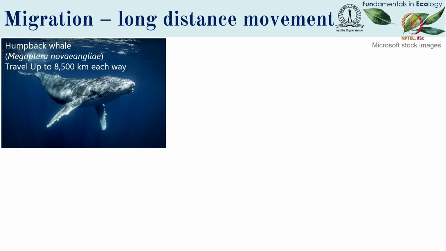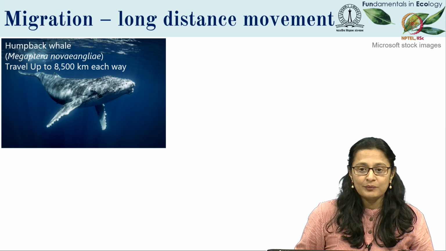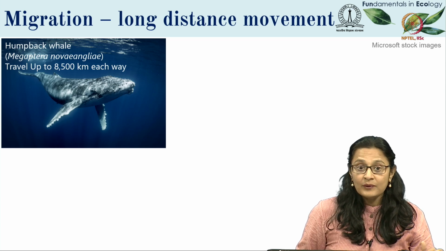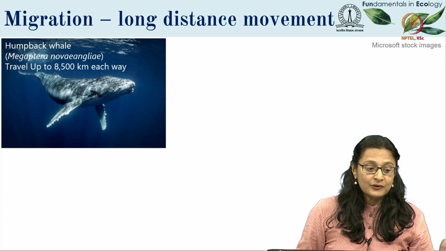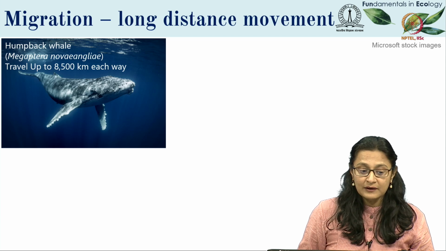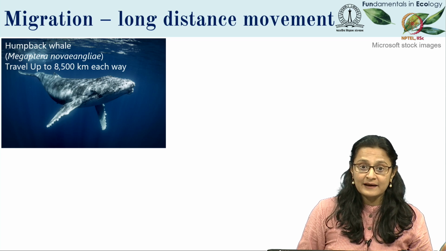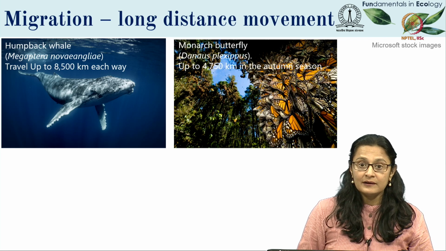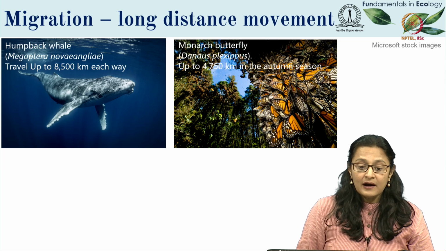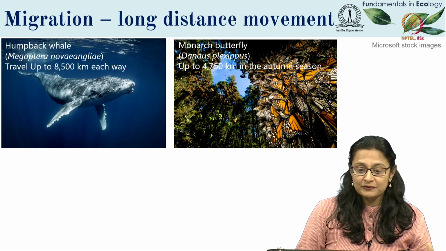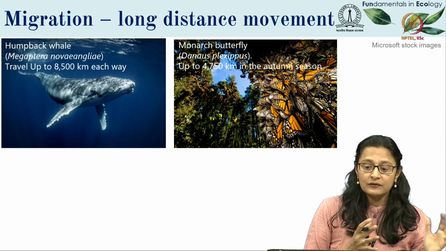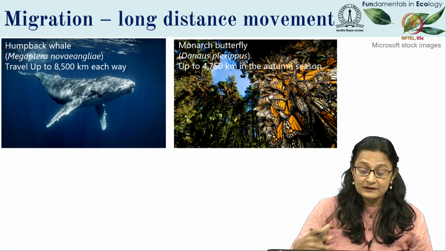I want to give you a few really interesting examples of migration. One is humpback whales that travel up to 8,500 kilometers each way. And they go from their breeding grounds to their feeding grounds and back every year. The monarch butterfly, up to 4,750 kilometers in a single season, in the autumn season. And whole populations of monarch butterflies move in these large groups.